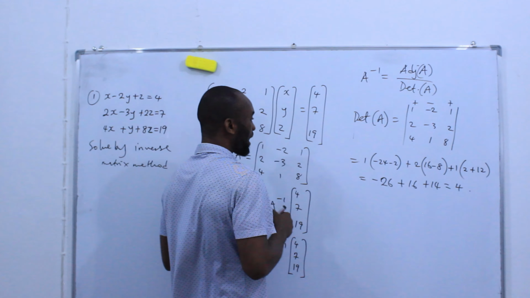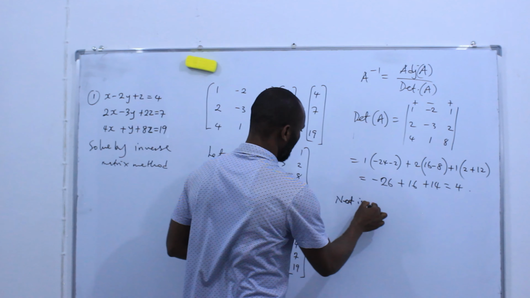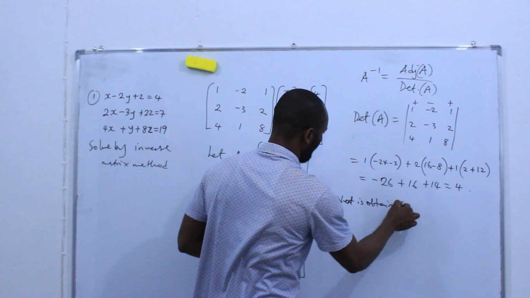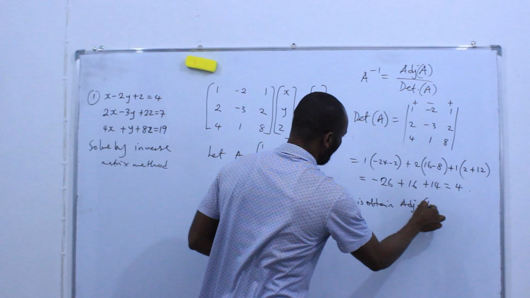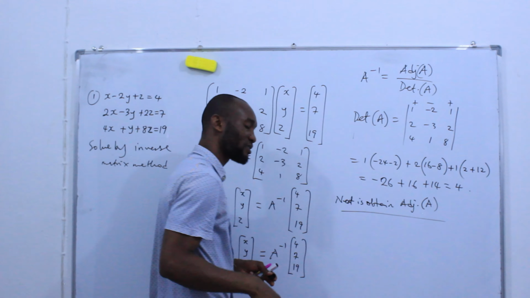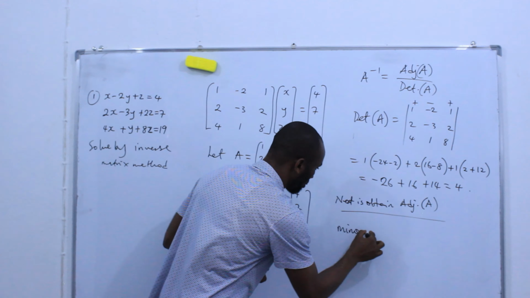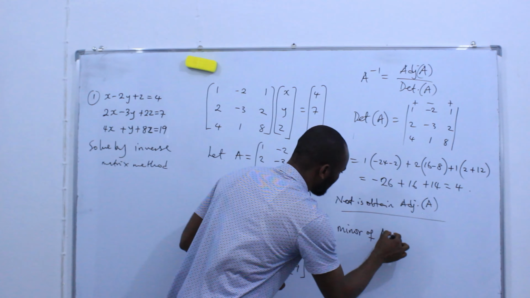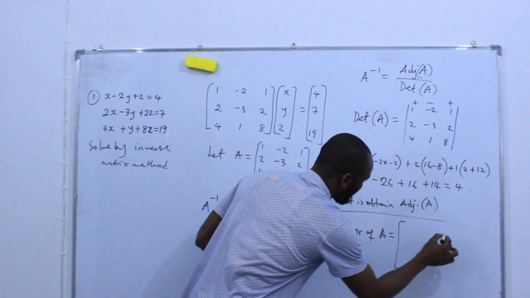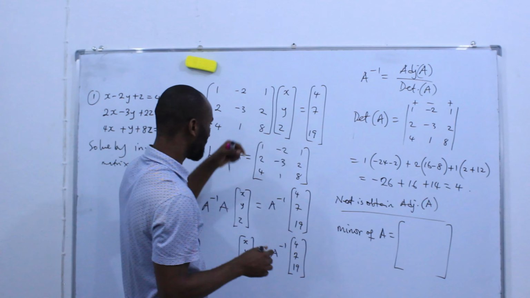So the determinant of the matrix is not equal to 0. Next is to obtain the adjoint of A. Now, how do we do that? We have to pass through processes. First of all, we must get the minor of A. Work with me. Let's see how we obtain this. This is our A. Now let's go.